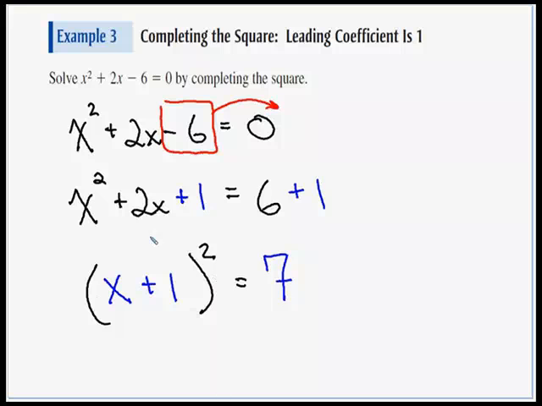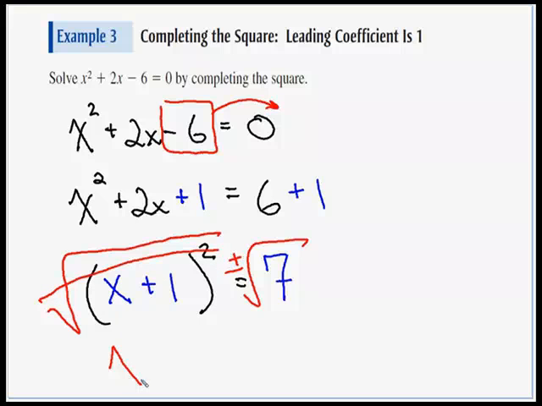And now we have something perfectly squared equal to this number. So we can do our extraction of roots. We're going to square root this side, and we're going to square root this side, and don't forget the plus or minus. So when we take this square root, we get what is under the radical. The square and the square root cancel. So now we just have x plus 1 is equal to positive or negative square root of 7.